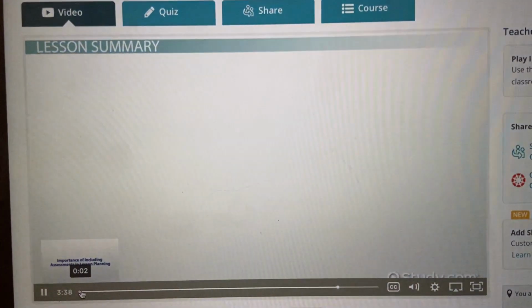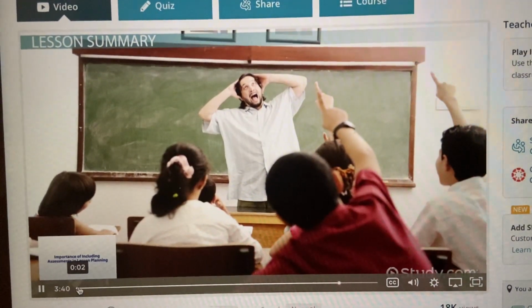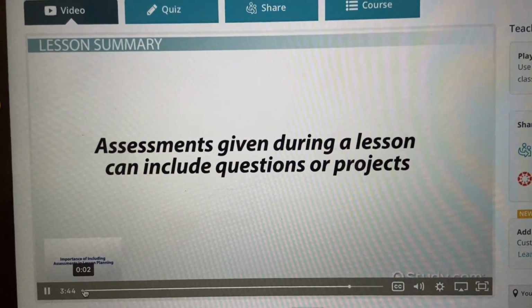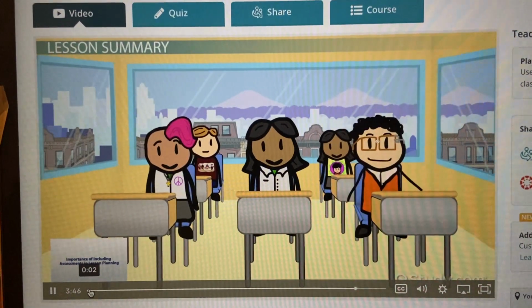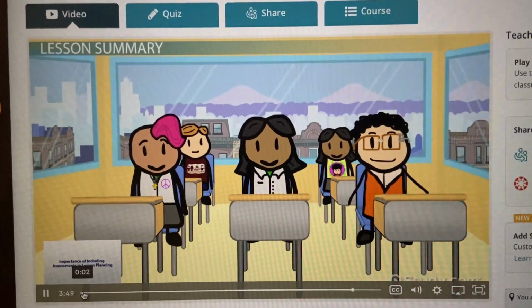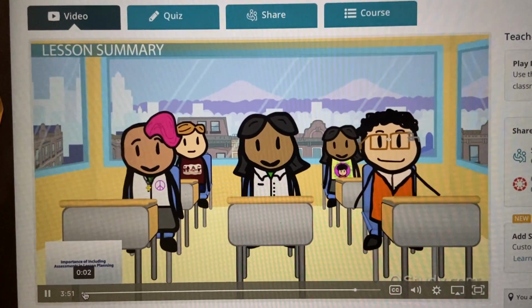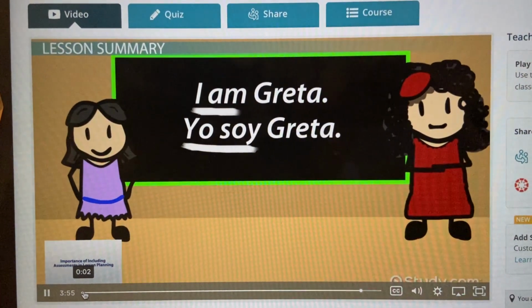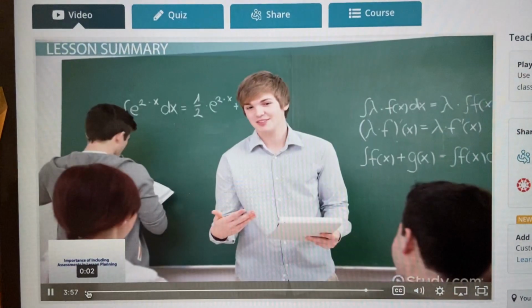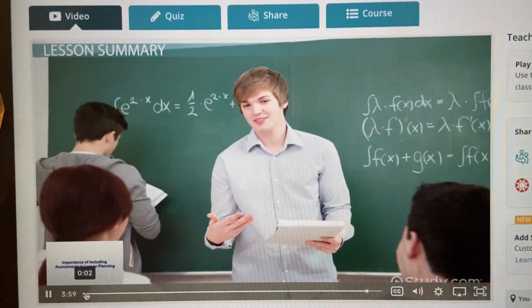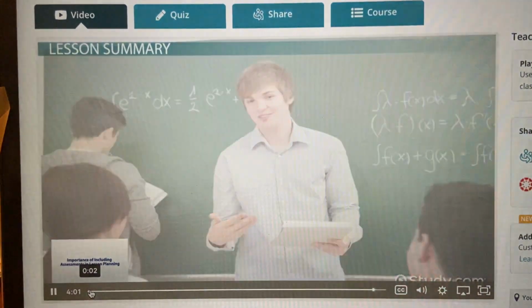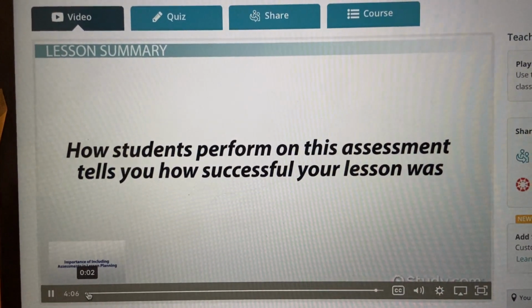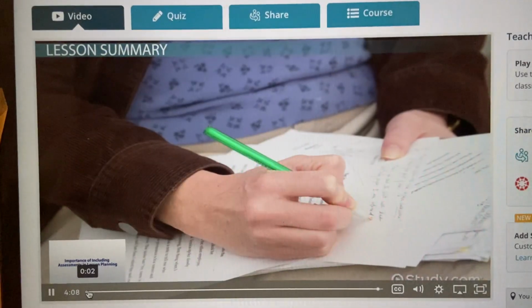If students are not making the right connections, you'll need to redirect them so that they do. Assessments given during a lesson can include questions or projects. At the end of the lesson, you will need to test to see if your students have learned the objective of the lesson. The assessment given at the end of a lesson is typically a test, but it can also be an essay or a project where the students perform on their own without any guidance from the teacher. How students perform on this assessment tells you how successful your lesson was and if the lesson needs to be redesigned.